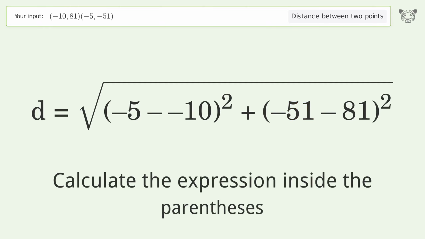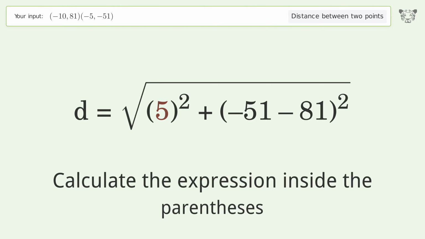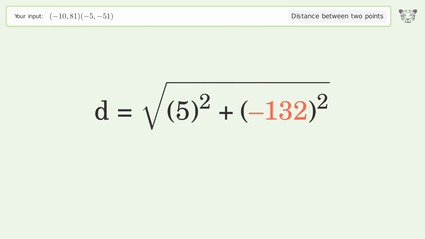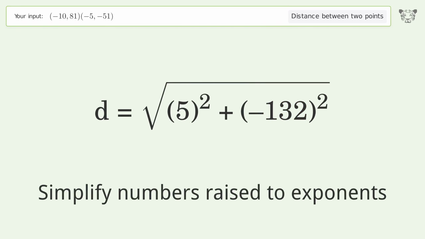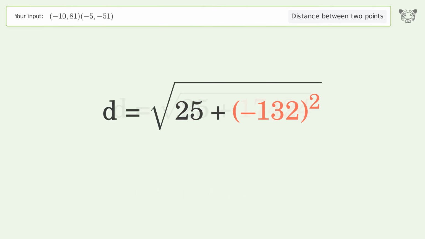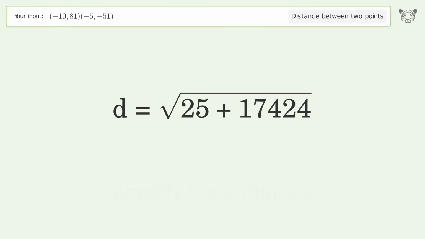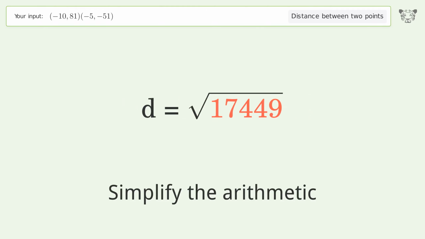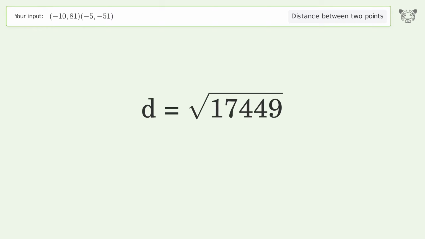Calculate the expression inside the parentheses. Simplify numbers raised to exponents. Simplify the arithmetic. And so the distance between the 2 points is the square root of 17,449 or 132.095.